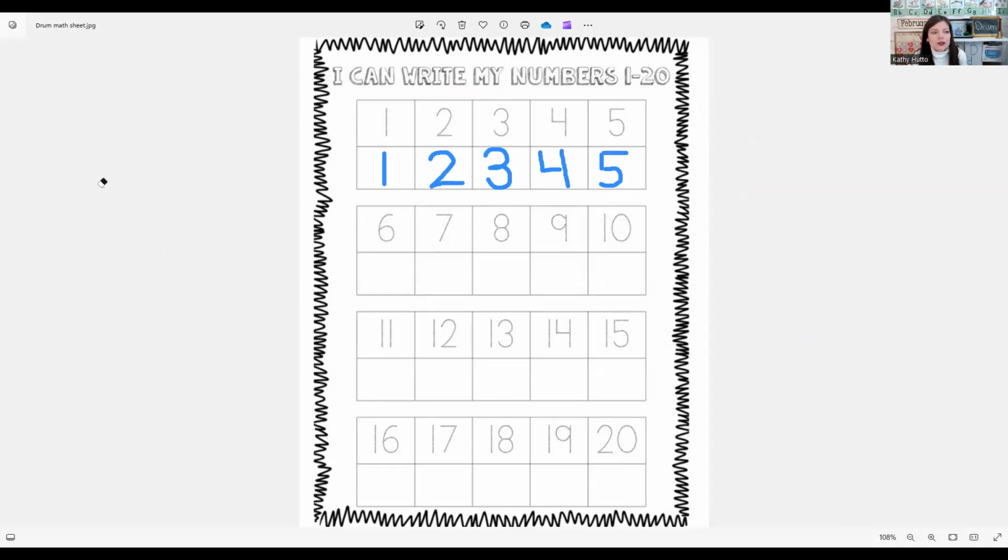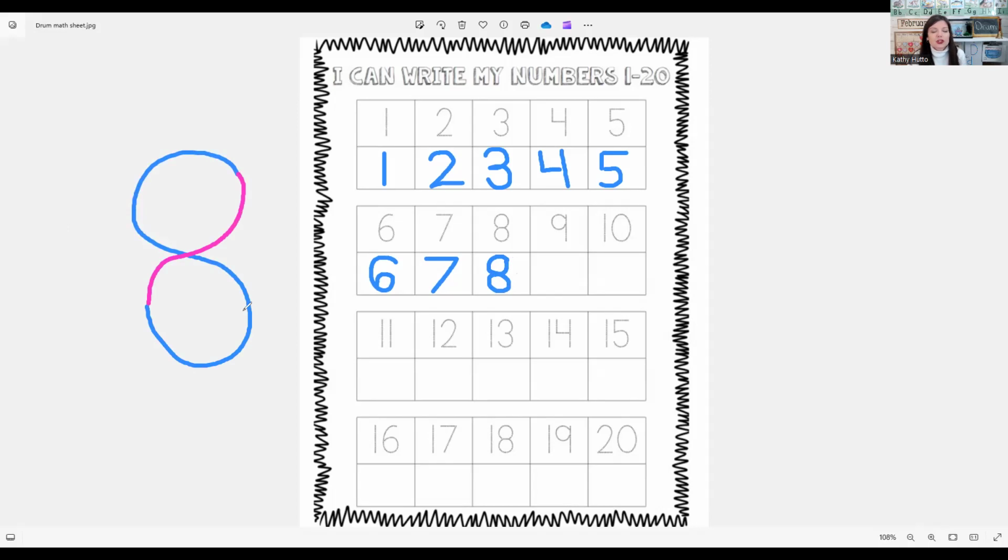Okay, next is number 6, and we're going to curve around and loop down. 7 is easy, straight out, slide down. 8 looks like a snowman, but first you make letter S, and then you close up the 2 circles.